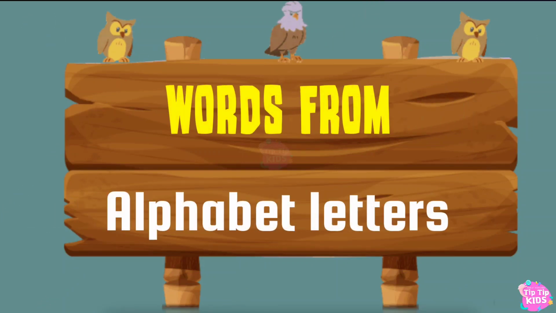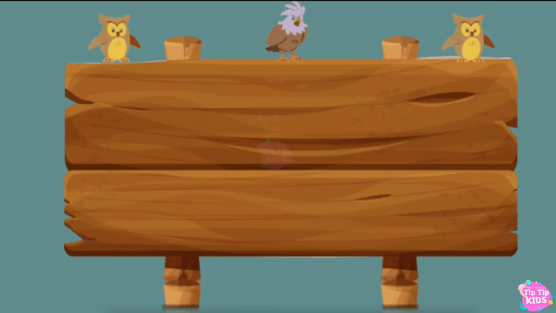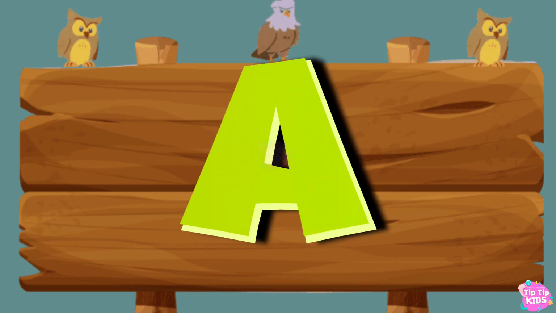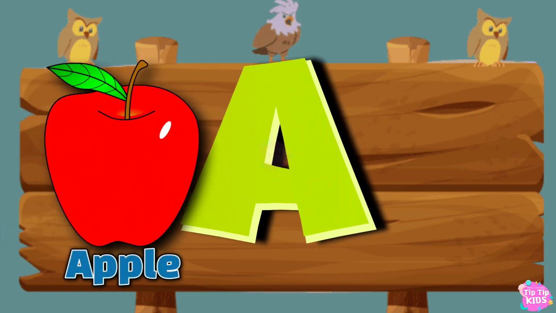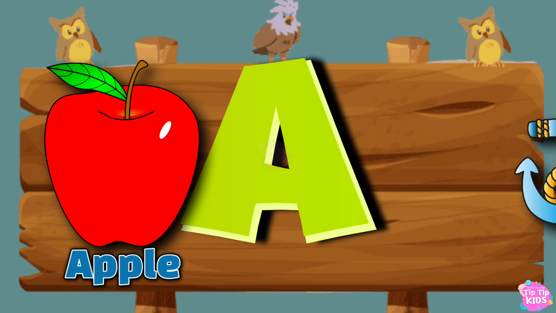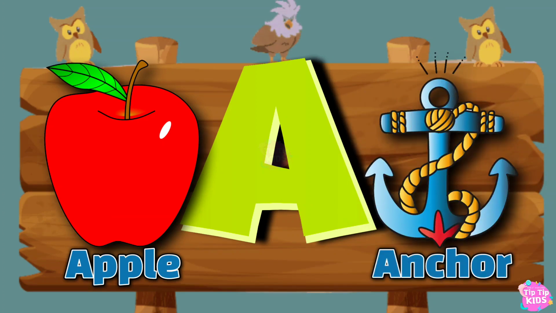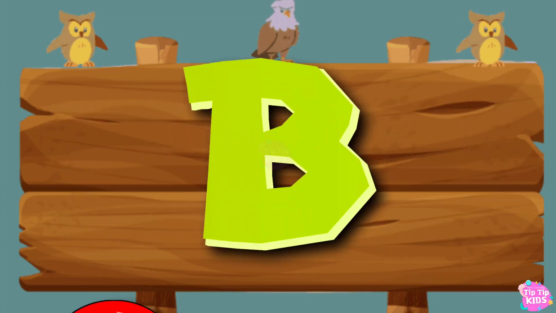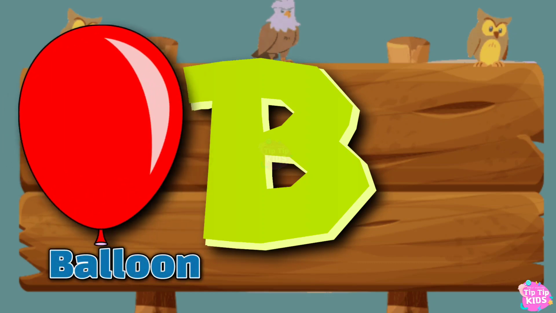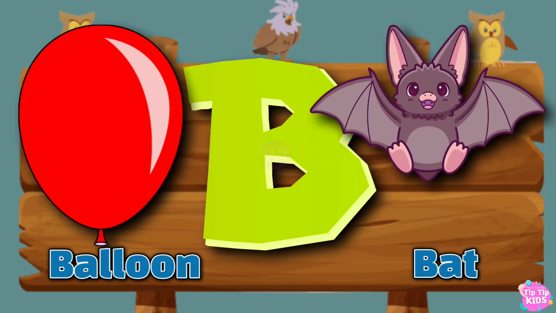Words from alphabet letters. A for apple. A for anchor. B for balloon. B for bed.